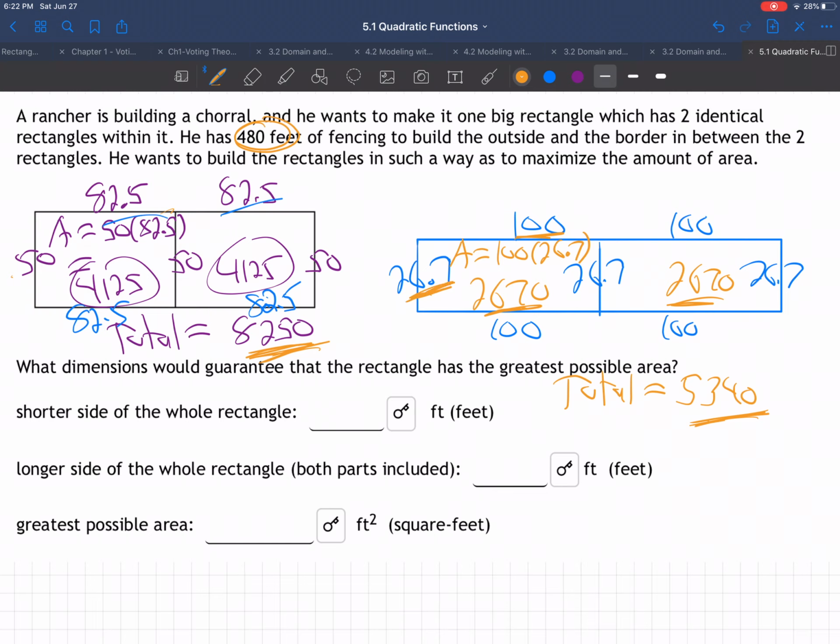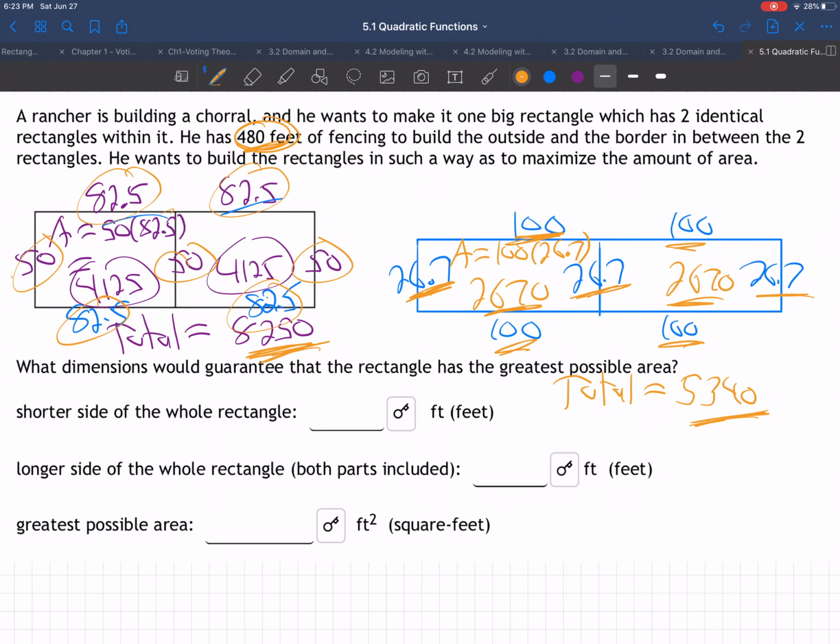If you add up 26.7, 26.7, 26.7, 100, 100, 100, 100, you'll get 480 feet of fencing. Same thing here, 82.5, 4 times, and 50, 50, 50, you'll also get 480 feet of fencing. My point is, depending on how we build this thing, we're going to use all the fencing, but we could get very different amounts of area inside.